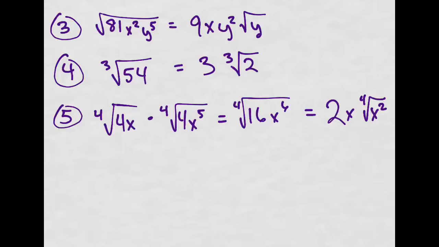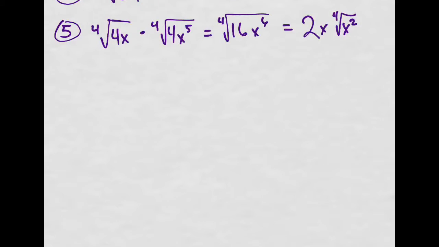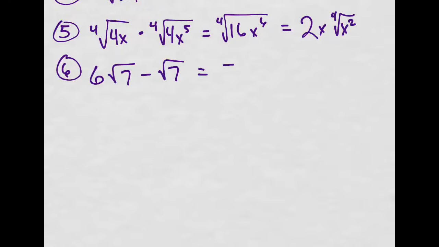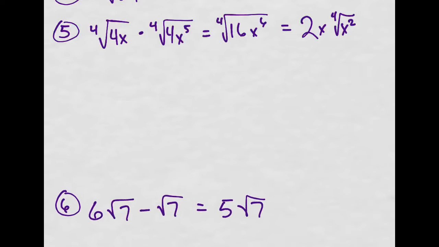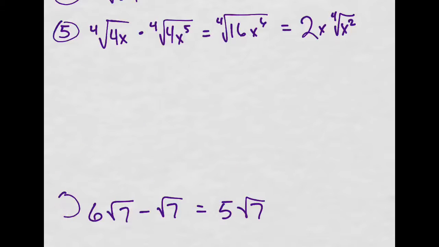Okay. Rolling on. Number 6. Now notice what just happened there. 6 square roots of 7 minus 1 square root of 7 is 5 square roots of 7. All right, hold on. Here we go. We'll slide that down. This is fun.